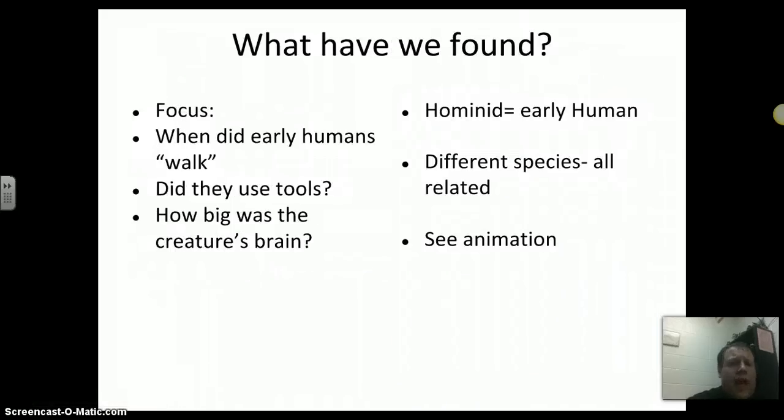So the question is, what have we found? One of the biggest focuses is finding when early humans walked. Okay, they look at bone structure, back structure, hip structure, leg structure, to figure out when people walked upright.